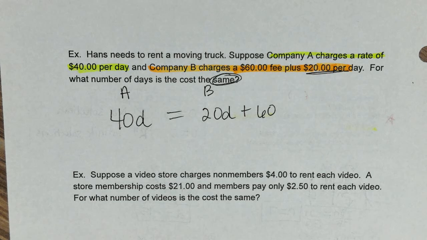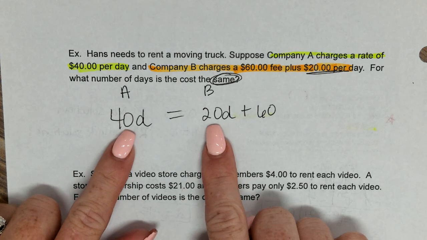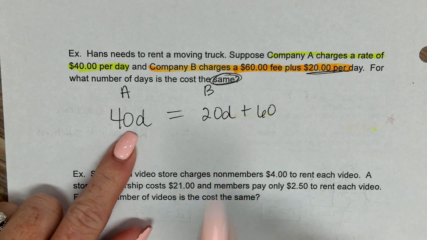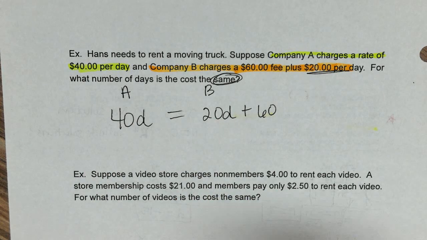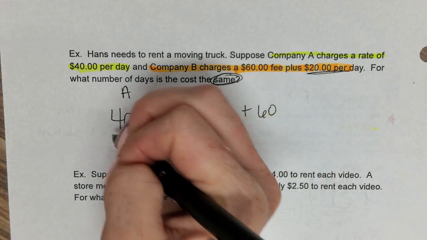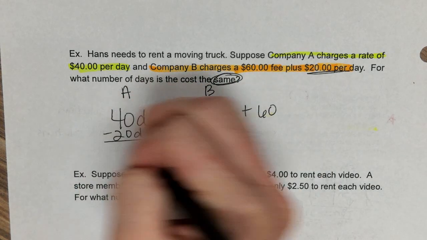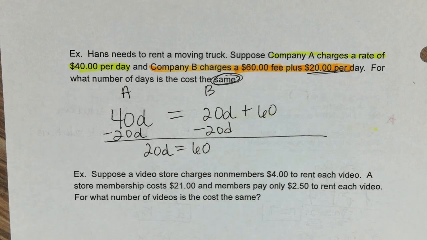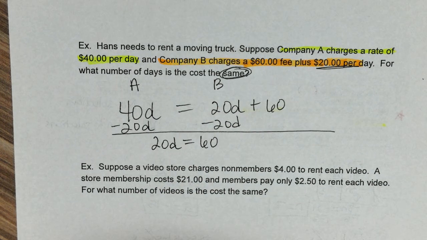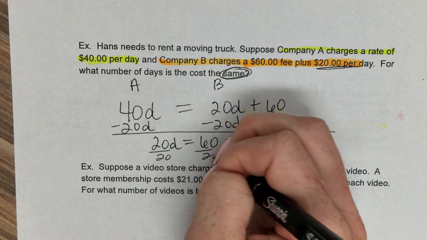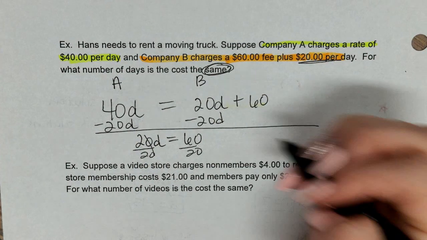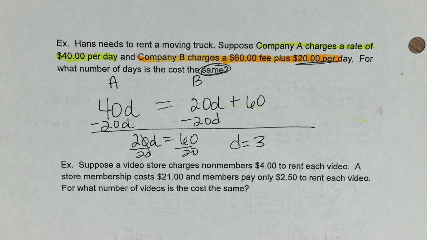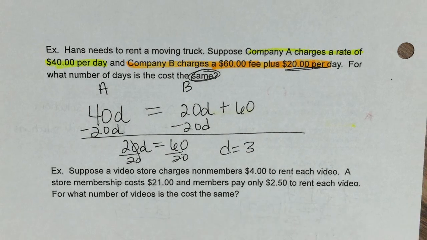All right, look at them. These are the slopes, yes? Because they have the variable. Are they the same? No, so I can solve this. It's solvable. So I'm going to subtract 20d to get it to the left. I have 20d equals 60. And then I divide by 20. And 60 divided by 20 is 3. Is that a good answer? D equals 3? This is a word problem. 3 days.